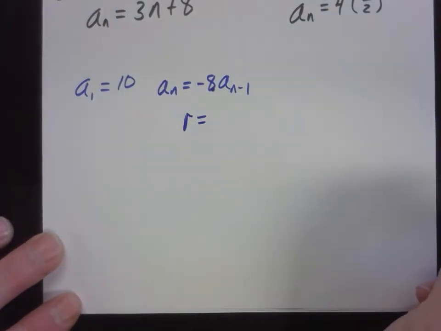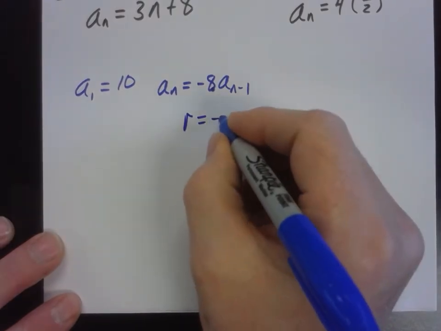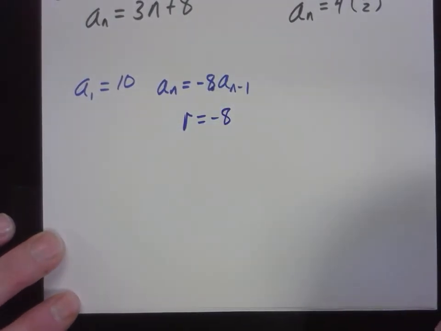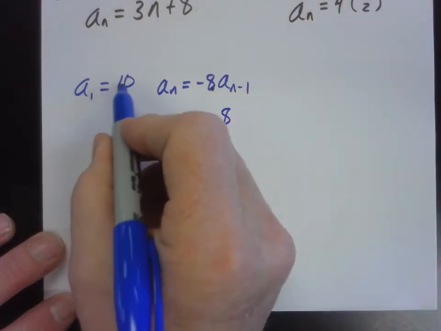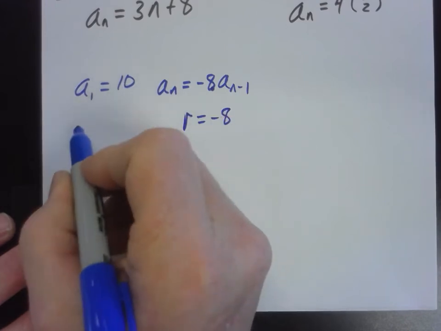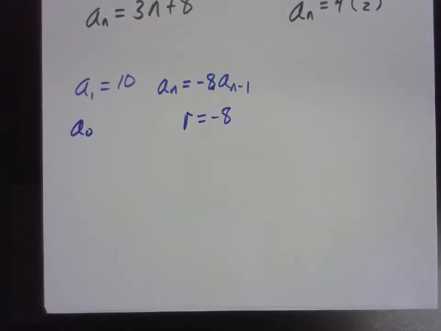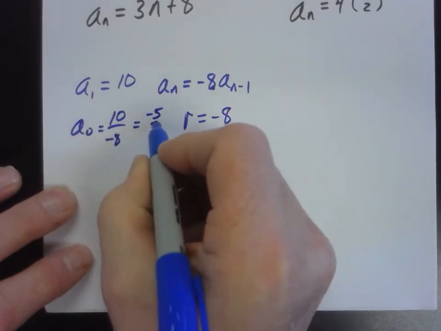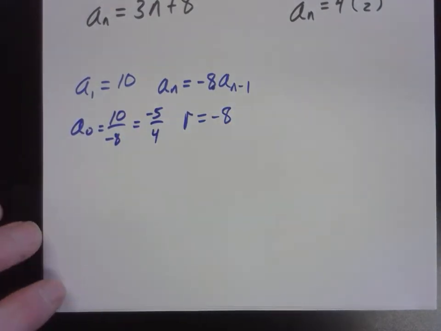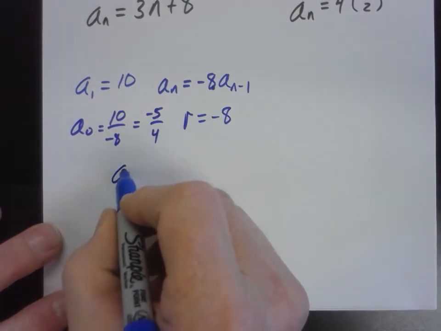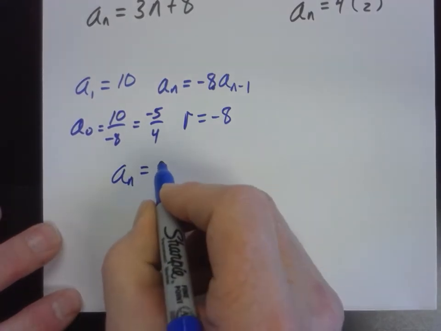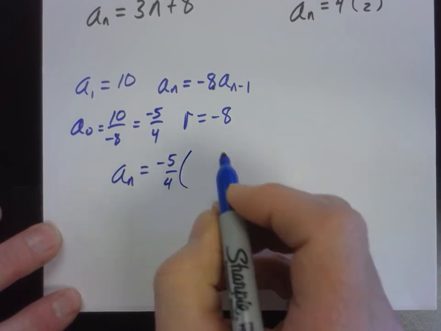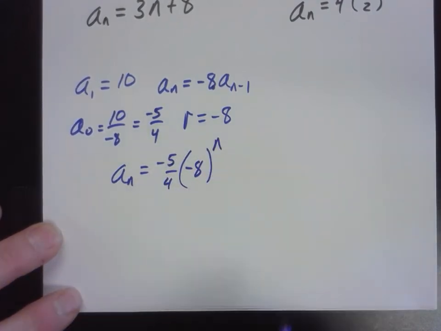Okay, so we know the common ratio. What's the common ratio? Hey, I'm not playing this game by myself. Let's go. You all know that. And then we know a sub 1 is 10. How do we get a sub 0? Divide by negative 8. So that'd be negative 5/4, wouldn't it? Okay. So we should be able to write an explicit rule now. A sub n equals a sub 0 times the common ratio to the n power.